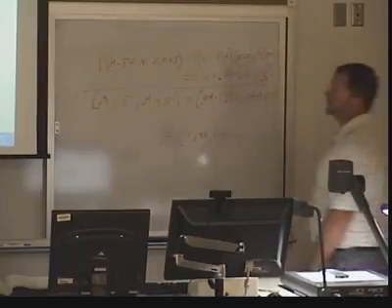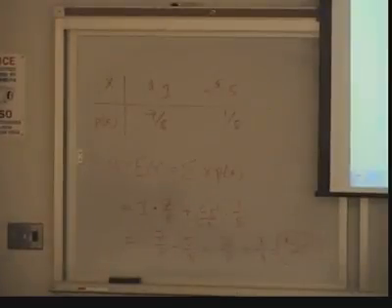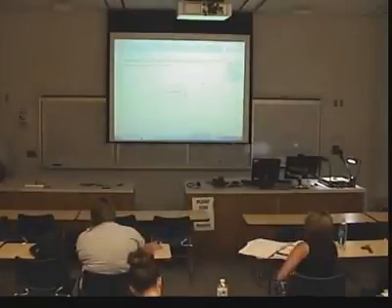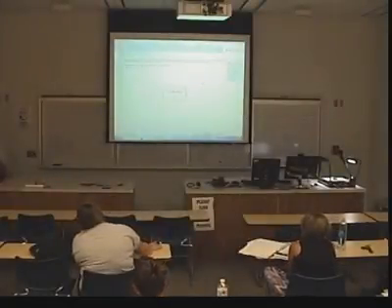So what this means is for every $1 bet, the bookie expects to make 25 cents. So he has a positive expectation. That means if you're a bookie, you make money. That's why there are people that do it.